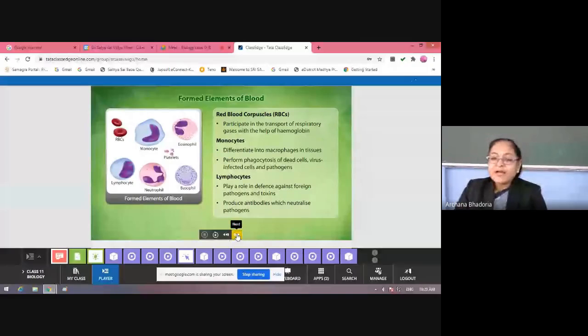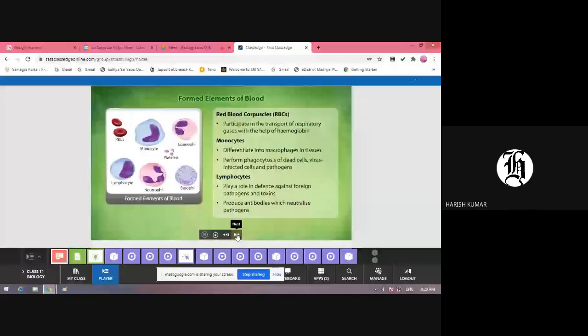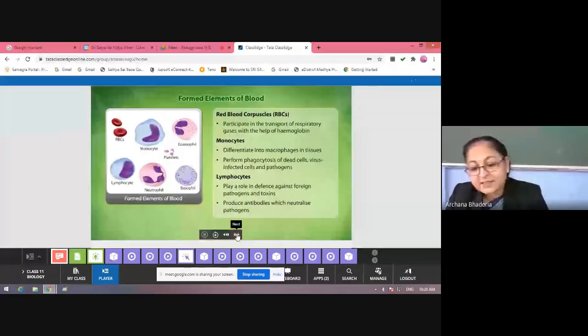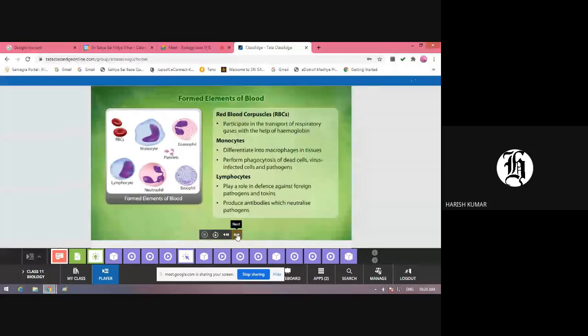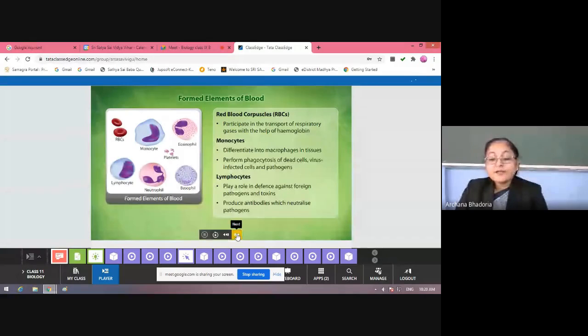Acha, one more thing you add up: what is their lifespan? Do you know what is the lifespan of the RBCs? 2-3 weeks? No, it is 120 days. Okay, sorry. Okay, so now write down the functions of the RBCs.